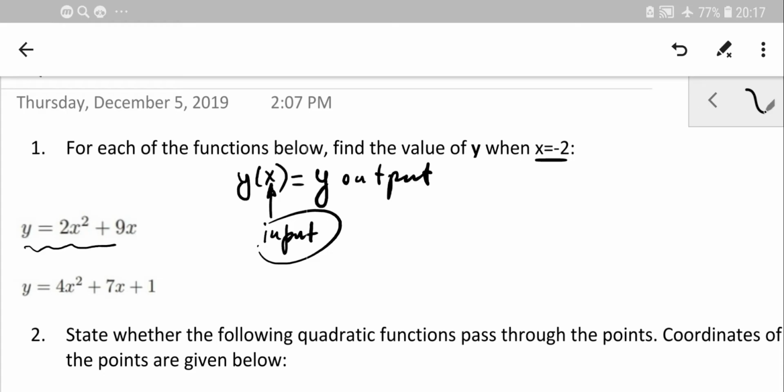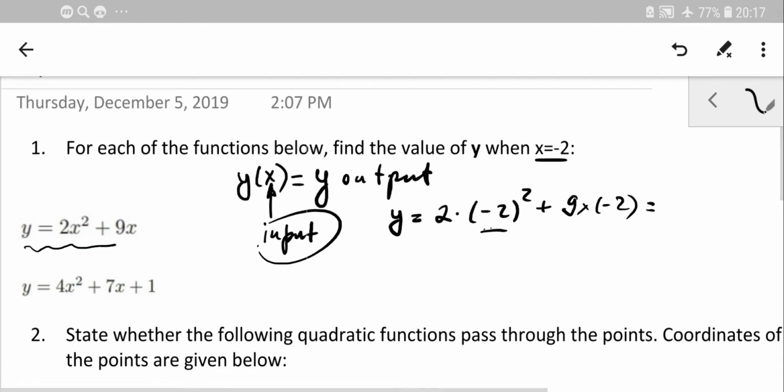Okay, so first one, 2x squared plus 9x. We're just simply doing the following. We plug where x stays negative 2 and simplify that. Alright, so 9 times negative 2 as well. So we'll get this. Now, let's square it up. It's 4. 4 times 2 is 8. And 9 times negative 2 will get negative 18. Finally, we'll be left with negative 10.